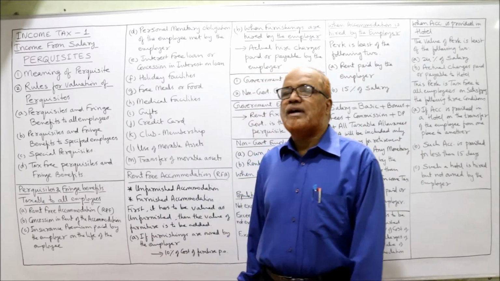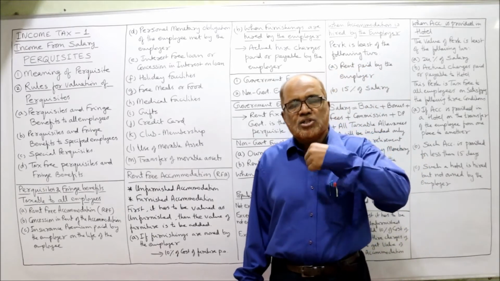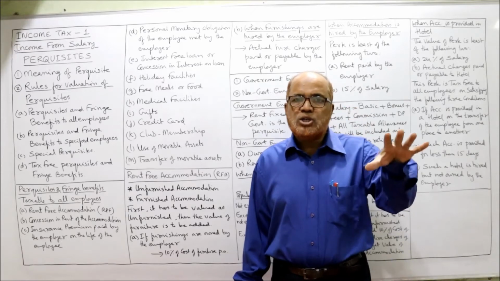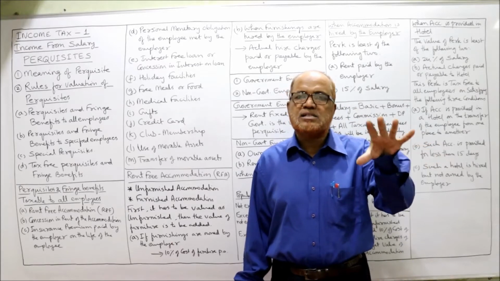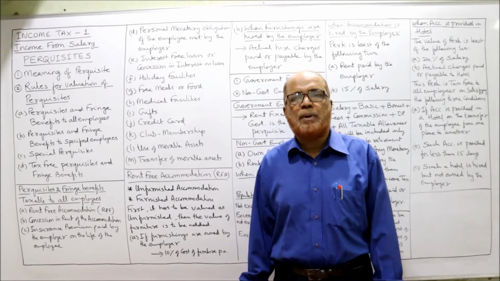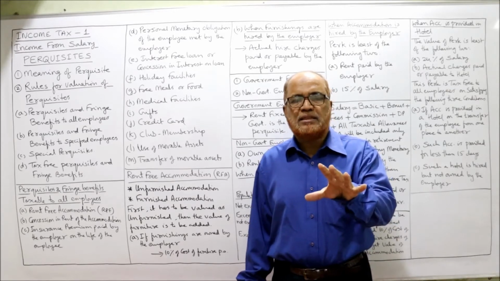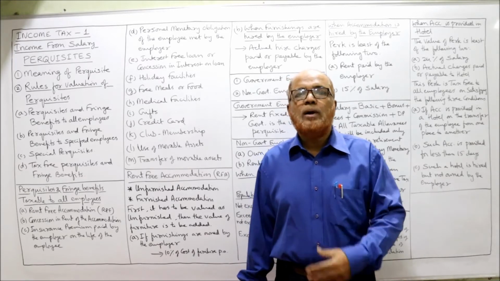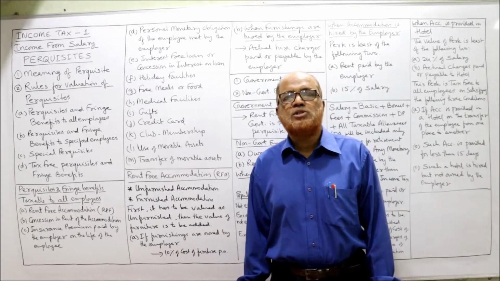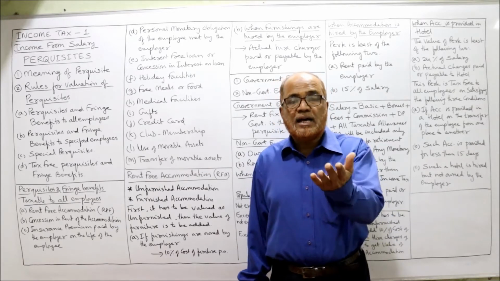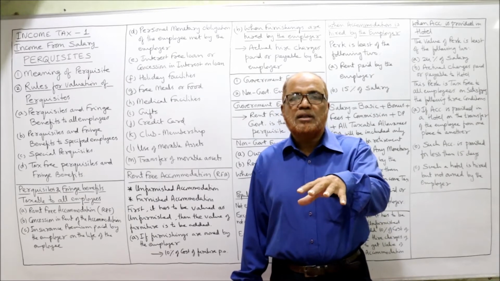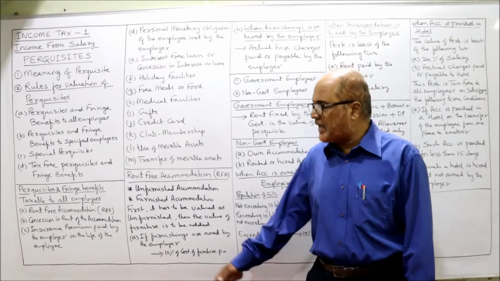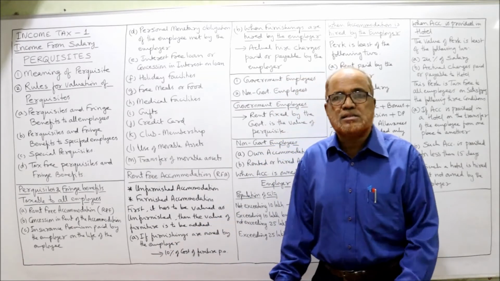Then concession in rent of the accommodation. Sometimes the accommodation is provided by the employer to the employee at concessional rent. The actual rental value of that flat is, let it be, rupees 30,000 per month. 30,000 per month is the rent which normally prevails in that area. But the employer is charging only 5,000 rupees per month. So they are getting the concession. Instead of 30,000, the employer is charging only 5,000 rent. That is called concession in rent of the accommodation. That will also be a taxable perquisite.